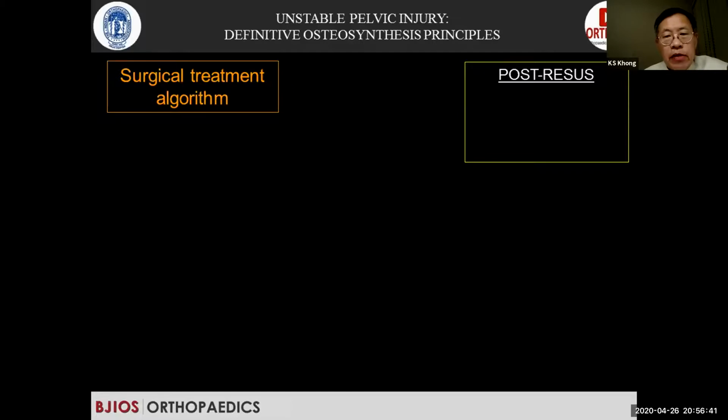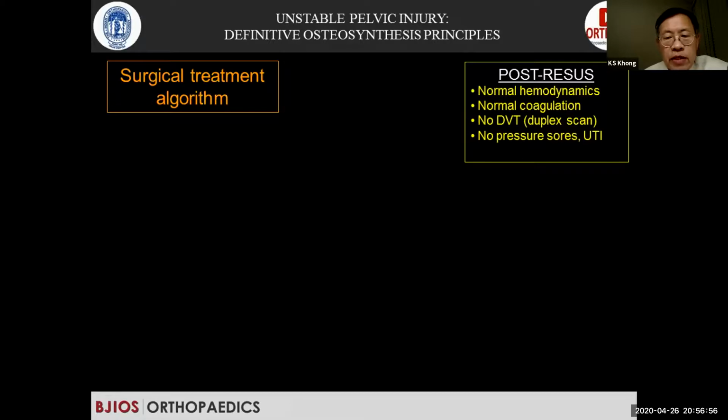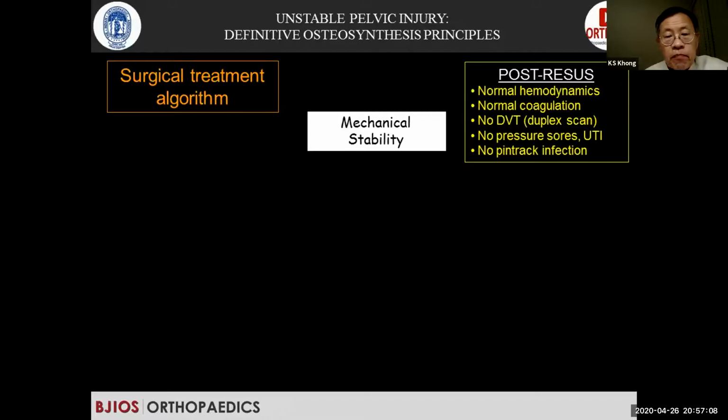So the surgical algorithm starts with post-resuscitation. You must have normal hemodynamics, coagulation, and a negative duplex scan, unless you do have a clot, in which case you might want to introduce an IVC filter. No pressure sores. So pressure sores and pin track infections must be taken care of day to day until you take them out, because often you'll be surprised when you turn the patient over, there's a pressure sore on the sacrum.